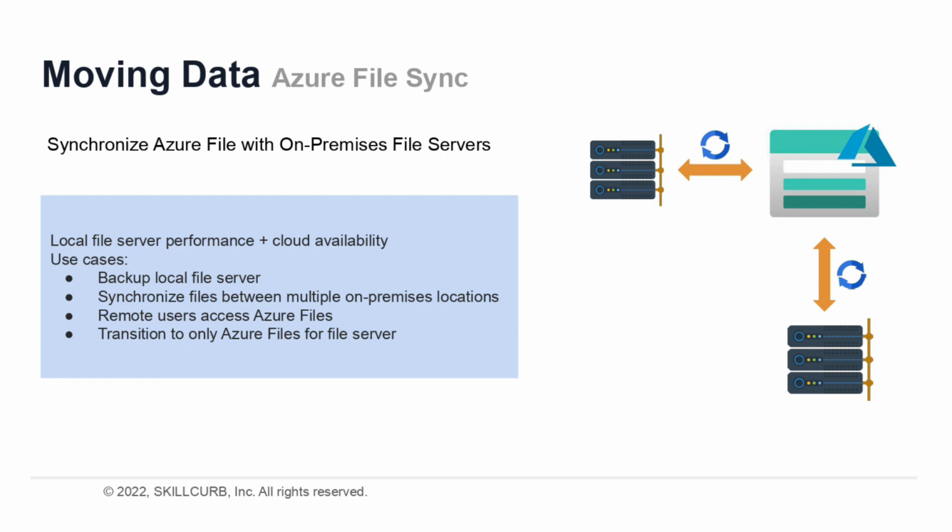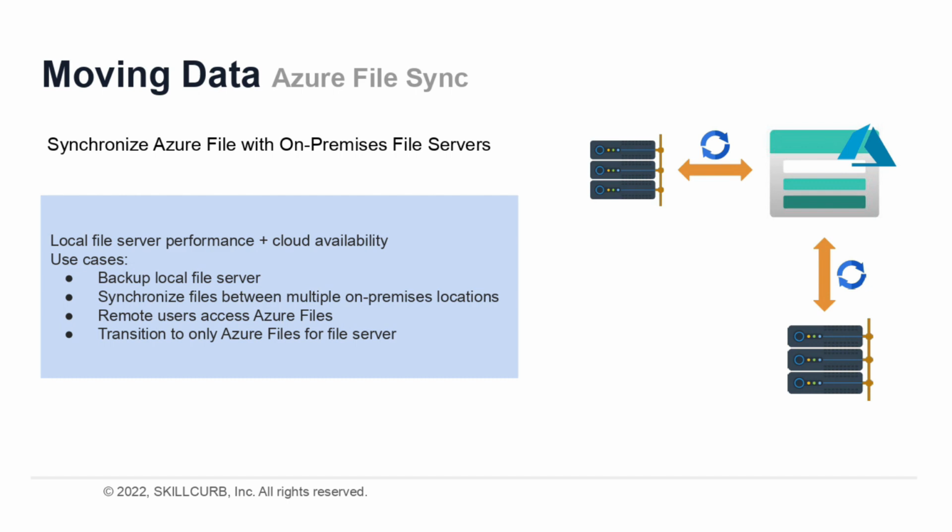Common use cases involve disaster recovery scenarios in which you need to back up your local file server up to the cloud. If you have multiple on-premises locations, each with your own local file server, you can automatically synchronize those files between on-premises locations using Azure Files as your primary synchronized source of truth.